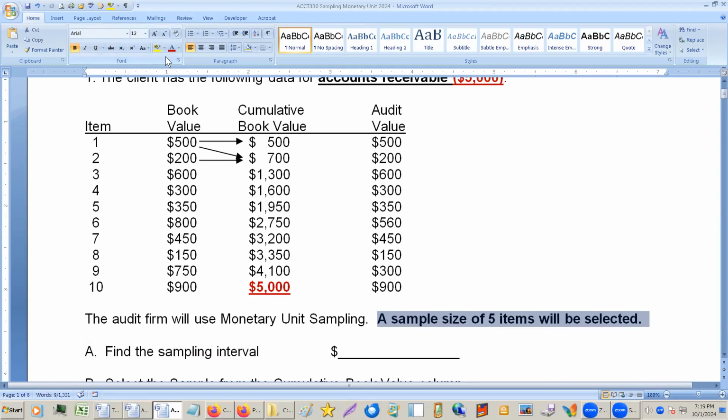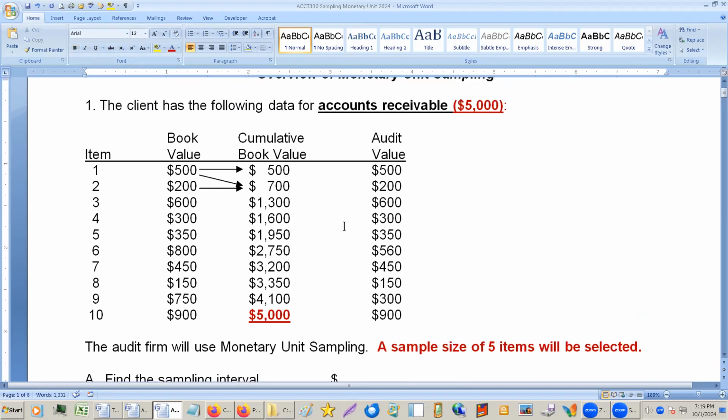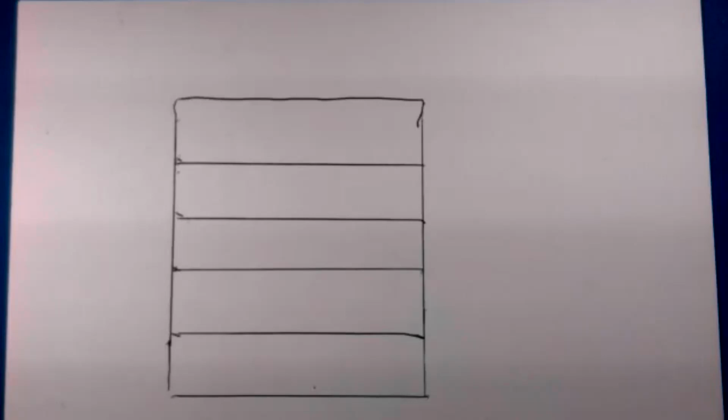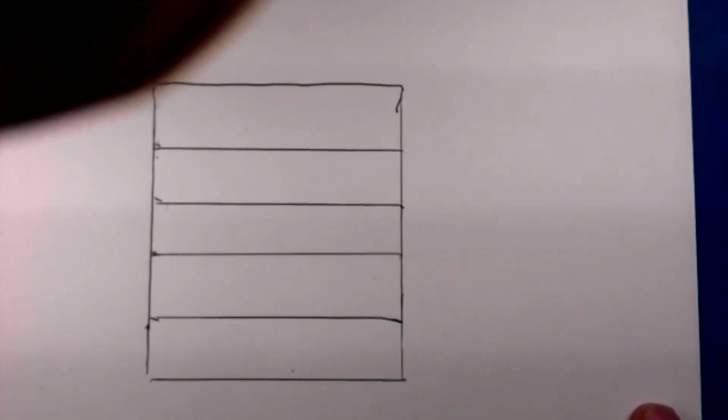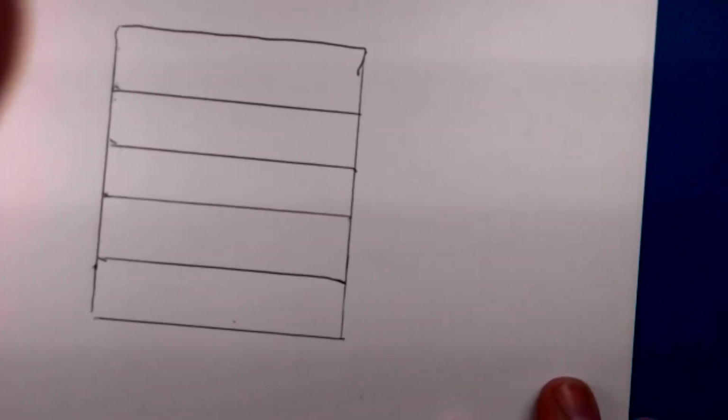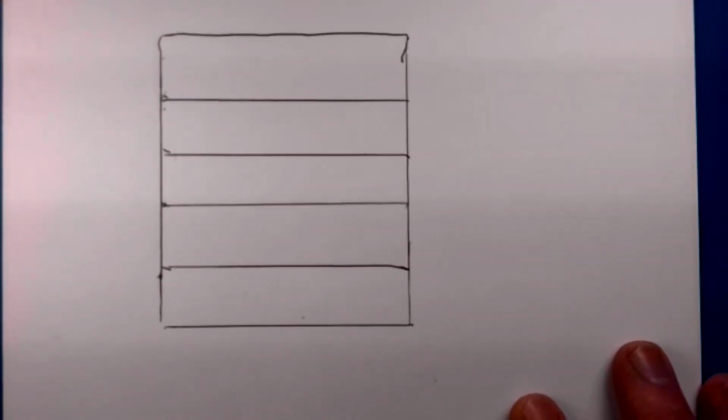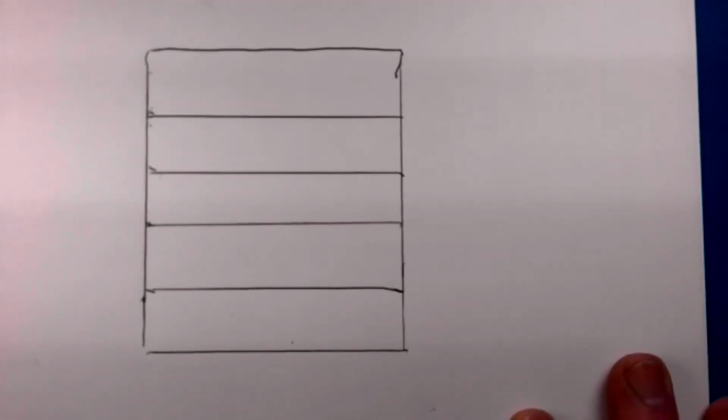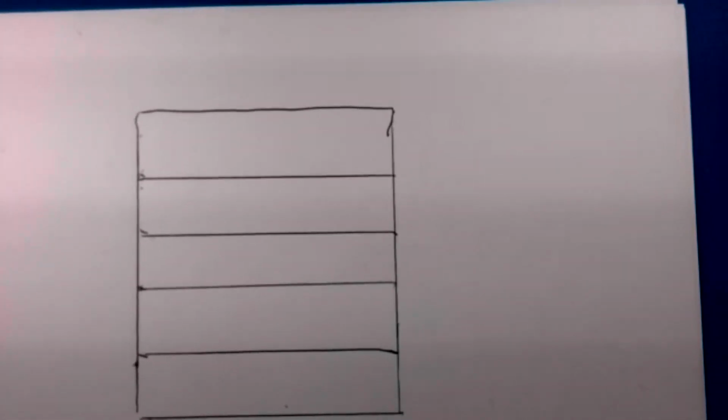Okay, so I am now going to go to my archaic overhead camera. Okay. So this is what we have. We have accounts receivable.